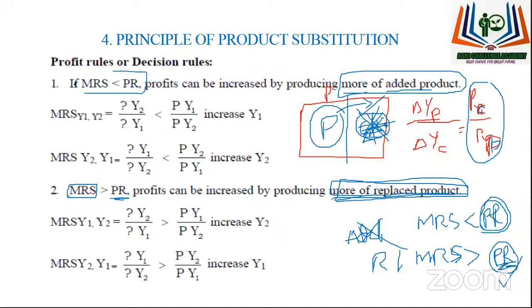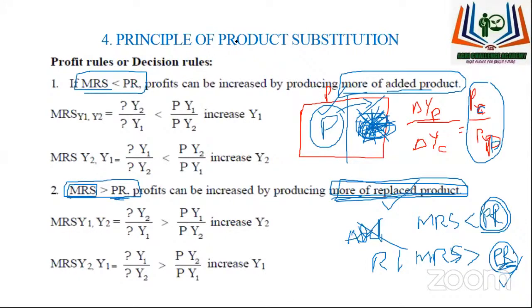When MRS equals the price ratio, in that situation we are adding the product. In this situation, substitution is more than the price ratio, so we are using more replaced product. Additional cotton cannot give extra returns. In that situation I am avoiding the cotton. We are proceeding with the paddy. Okay, this is the example.